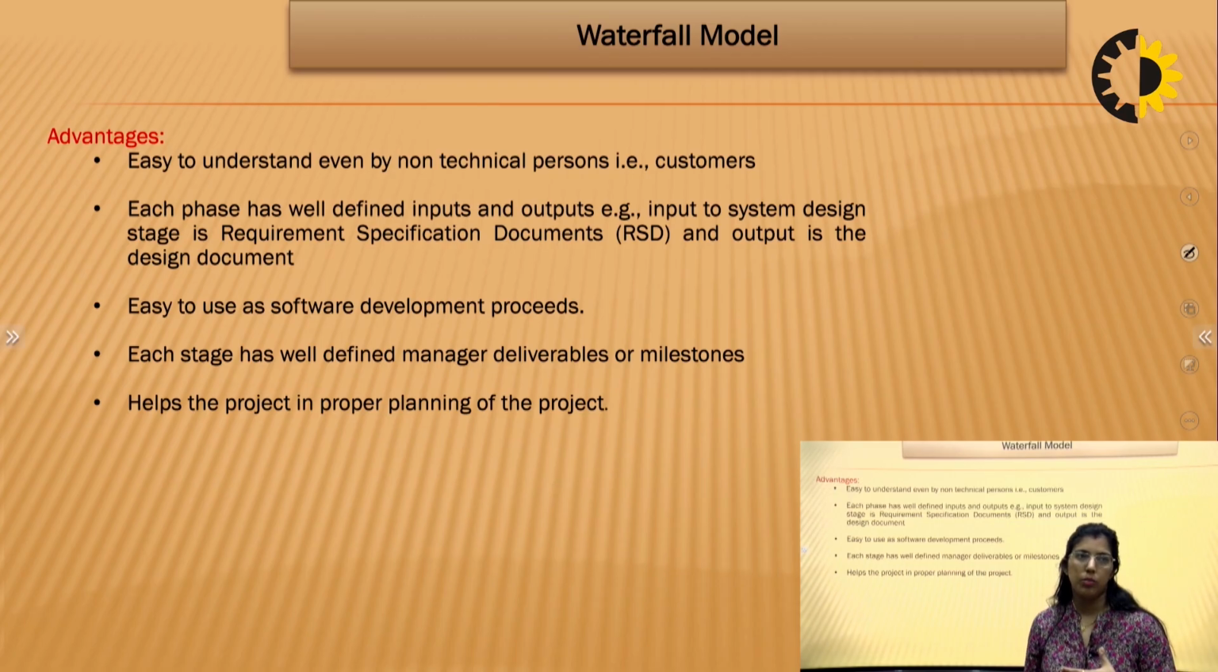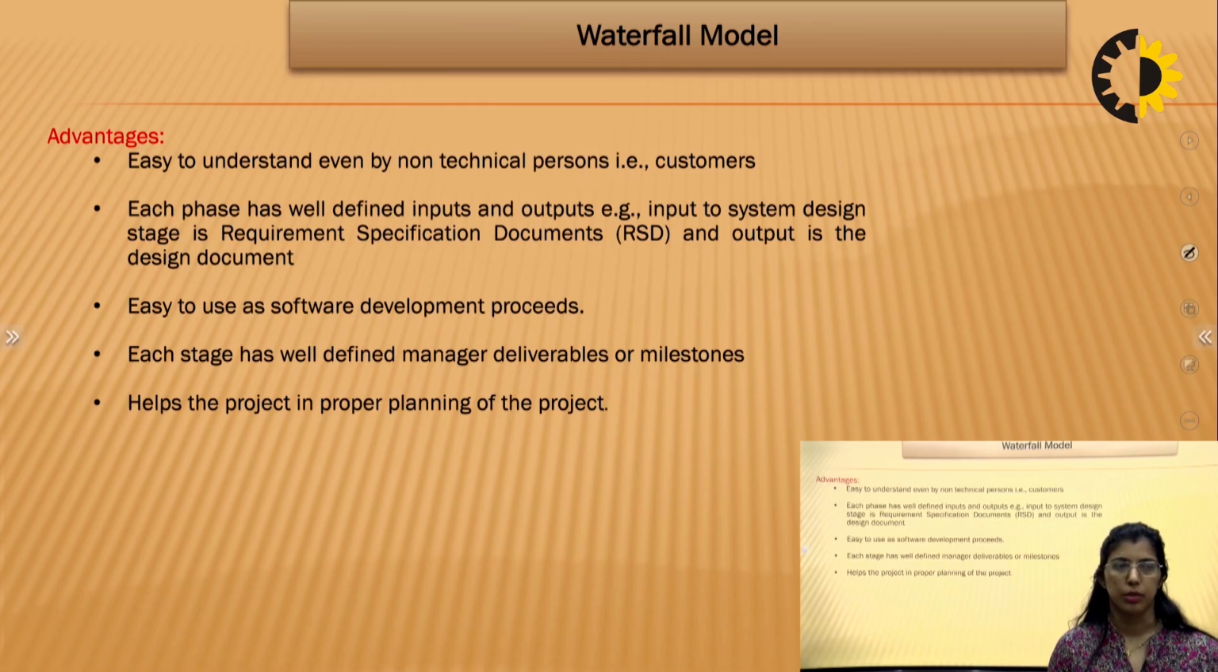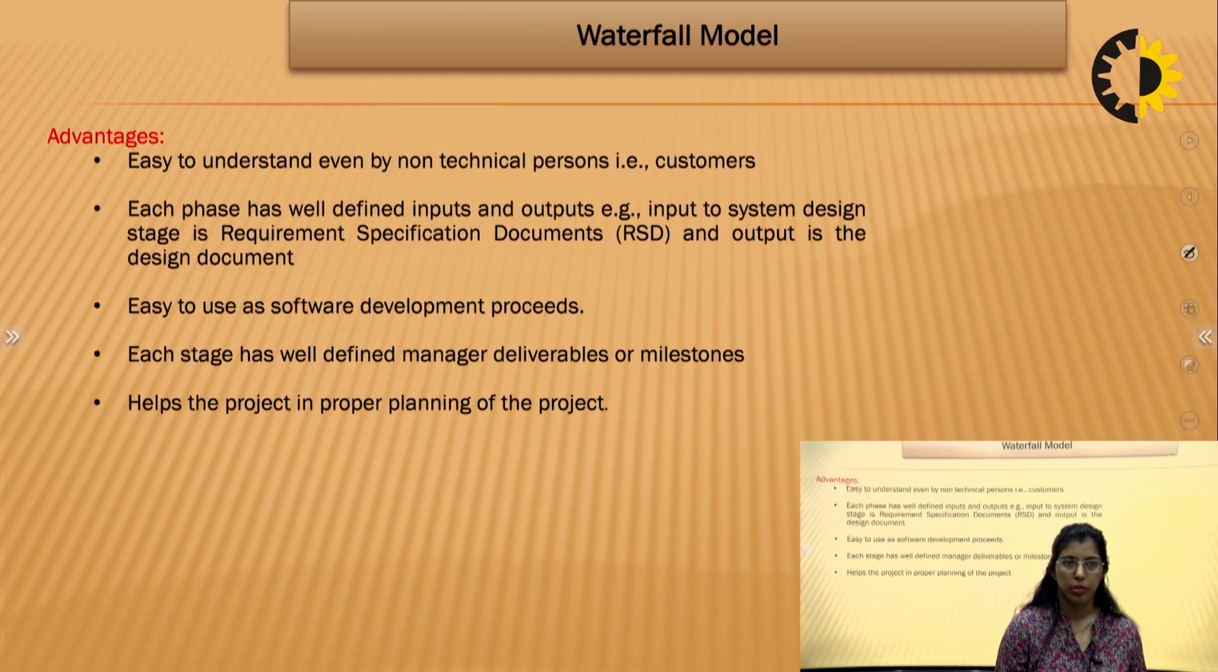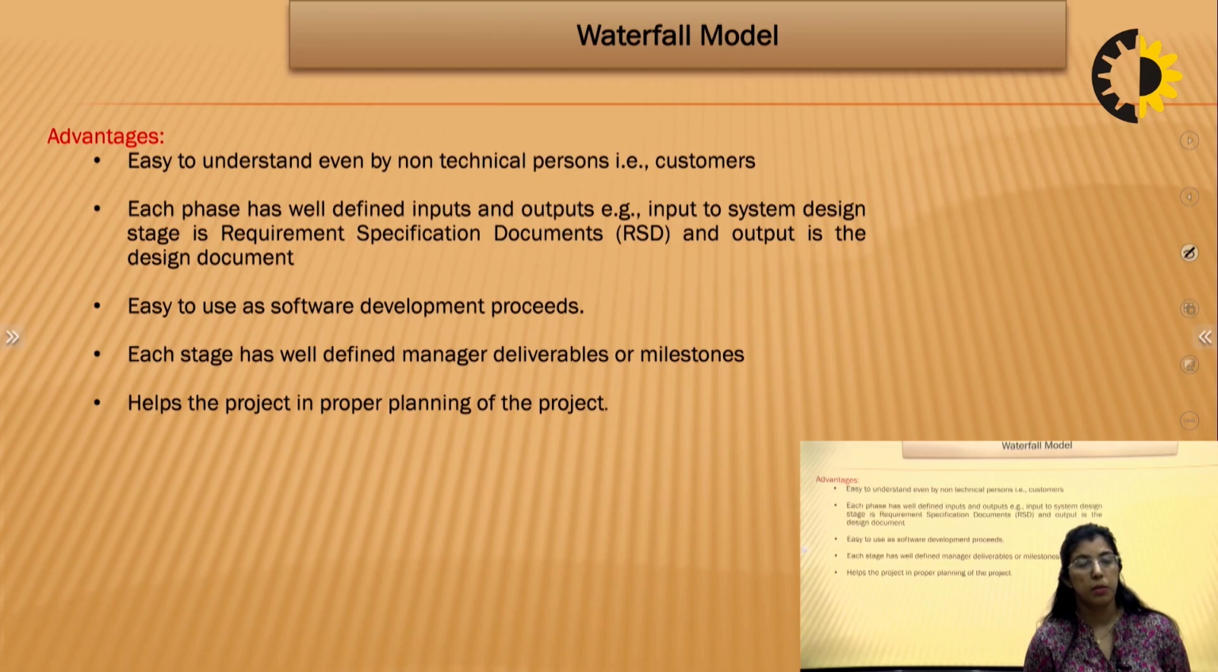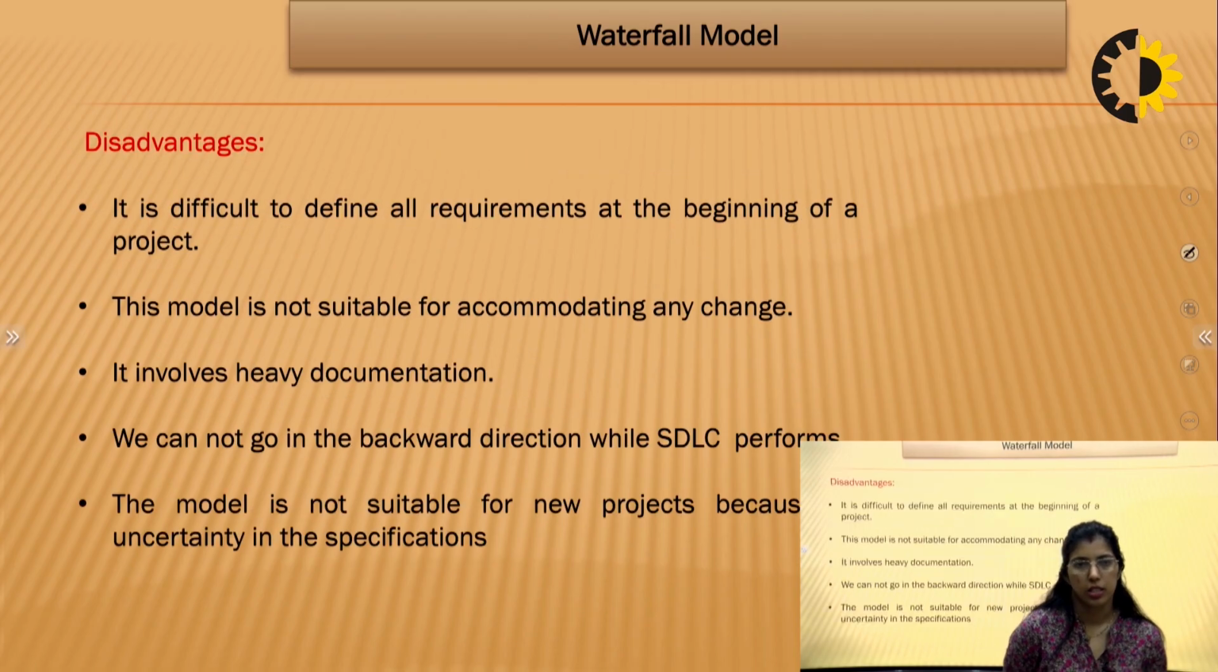An advantage of this particular model is it is easy to understand even by a non-technical person, that is your customer. Each phase has well-defined inputs and outputs. For example, input to the system design stage is the requirement specification document, your SRS document, and the output is your design document. It is easy to use as software development proceeds. Each stage has well-defined deliverables or milestones. It helps in proper planning of the project.